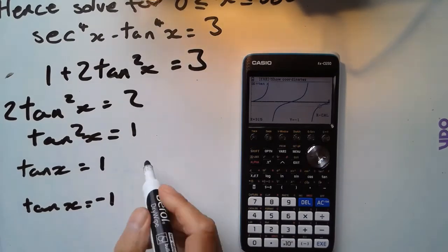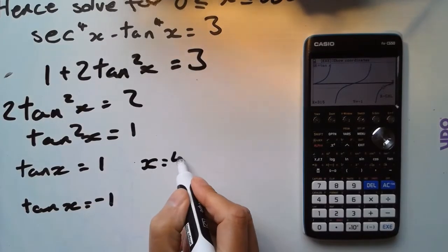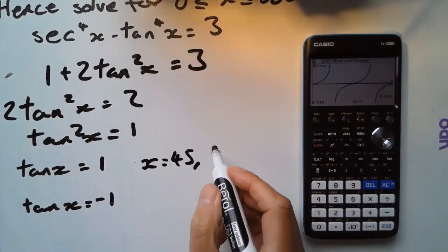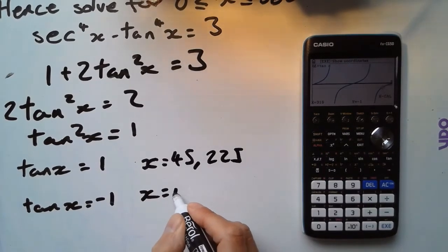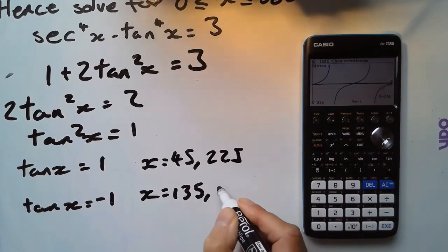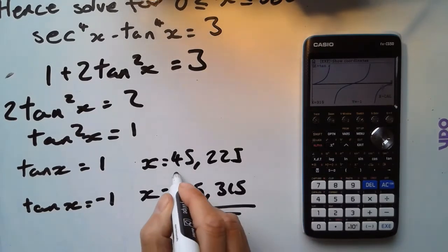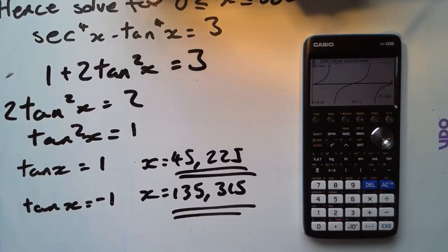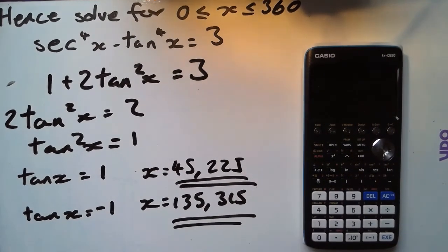So x is 45 and 225, and x is 135 and 315 degrees. Okay, and those are your answers. Fairly tricky question, but just a little bit of thought at the start to get into it the right way, and it's really quite manageable. Okay, hope that helped.